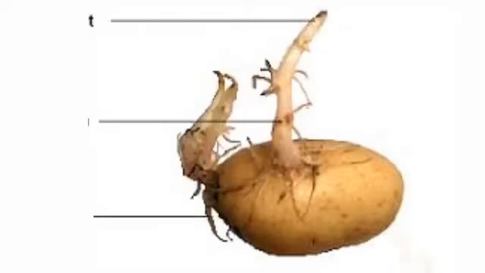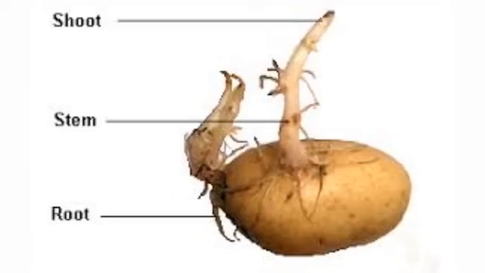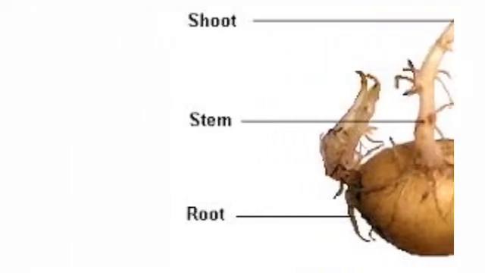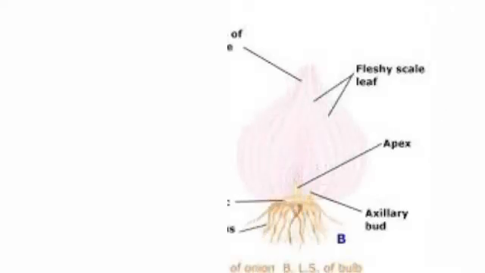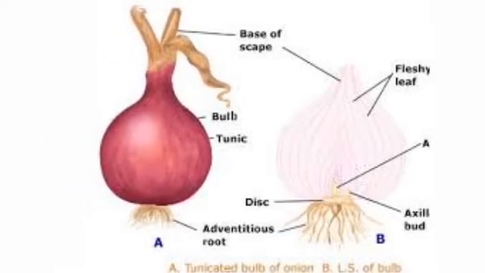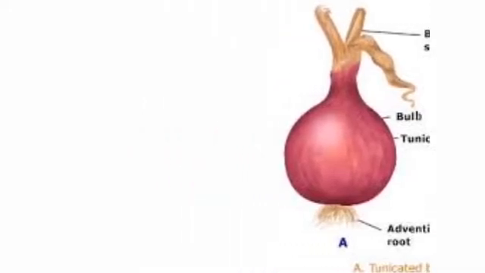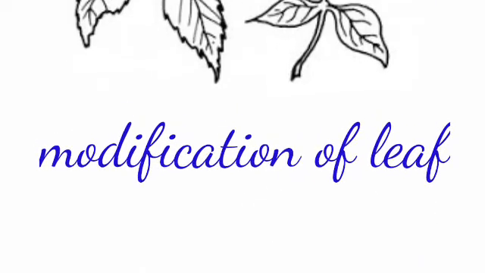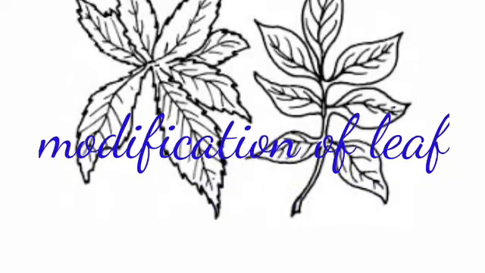Next, tuber. It is an enlarged, spherical underground stem that stores food. If we plant a part of the tuber with a bud, it grows into a new plant. For example, potato. Next, bulb. It is a condensed stem and stores food in the fleshy leaves. The upper part of the stem has a terminal bud. Examples: garlic and onion.